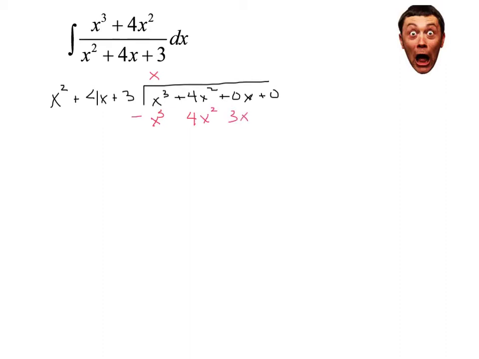I'm going to subtract. And you'll notice that these first two completely cancel. That's the goal every time, to get those first ones to cancel. But these next ones cancel as well. And 0 minus 3x is just negative 3x. Well, x squared doesn't multiply into negative 3x. You can't take x squared and multiply it by a whole thing and get negative 3x. So we can stop. This is our remainder.